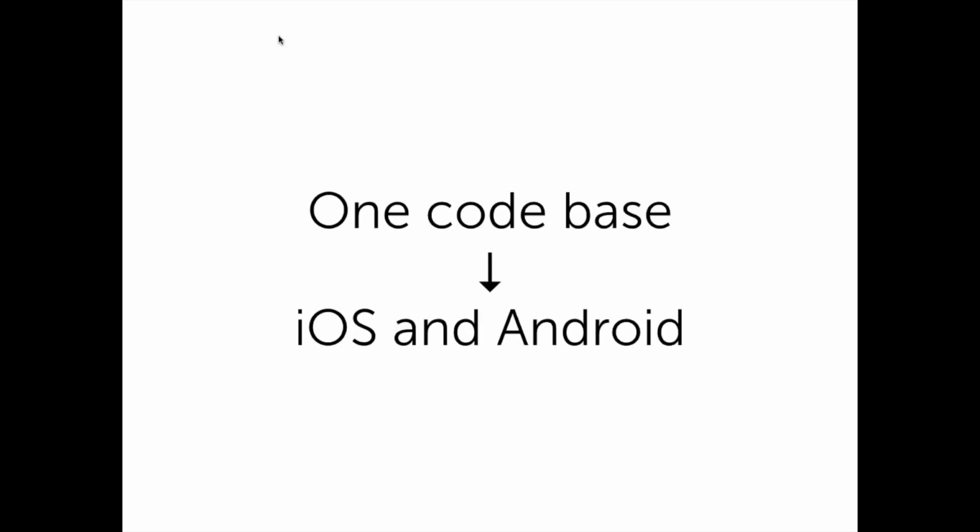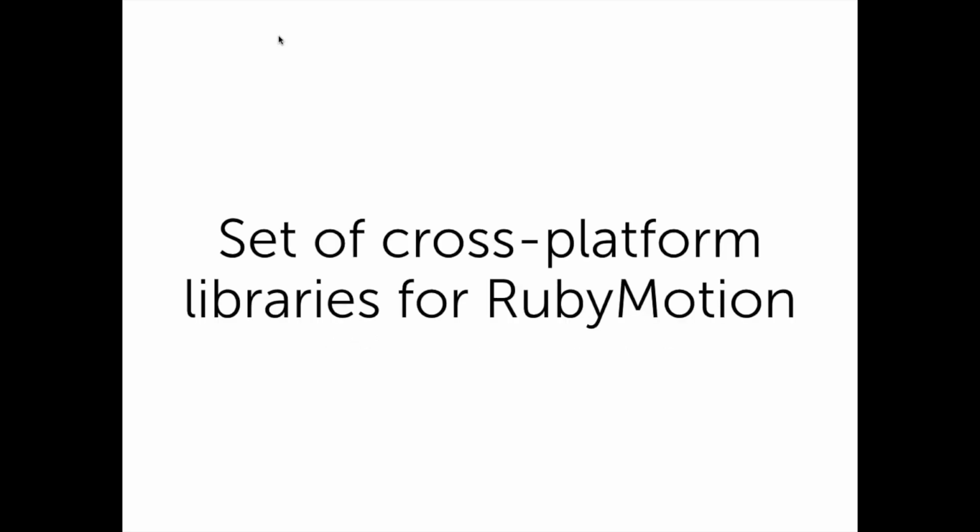And the idea behind RubyMotion Flow is that you have one code base that runs on iOS and Android. So with only one code base, you can target both platforms. You don't need to have two separate code bases anymore. So Flow essentially is a set of cross-platform libraries for RubyMotion.